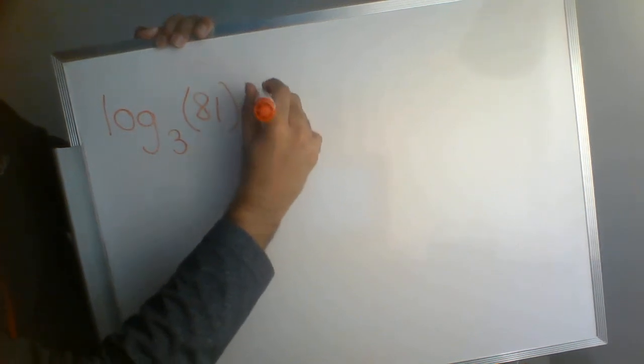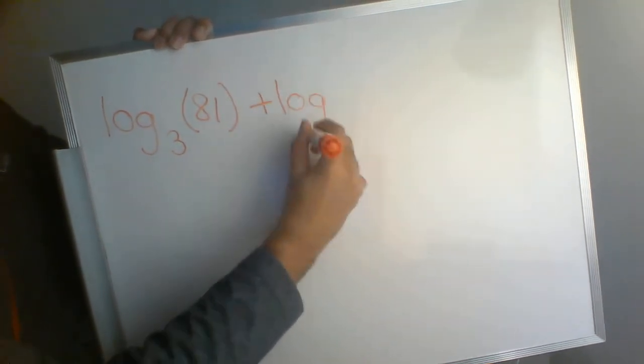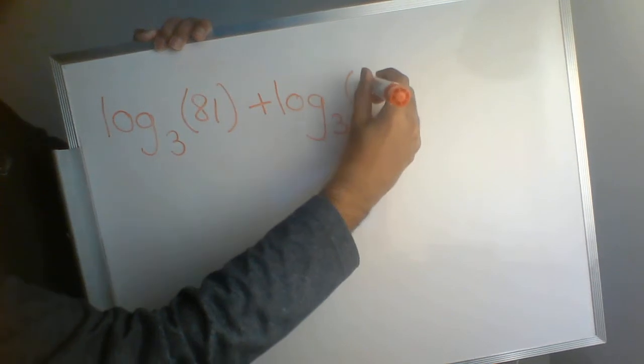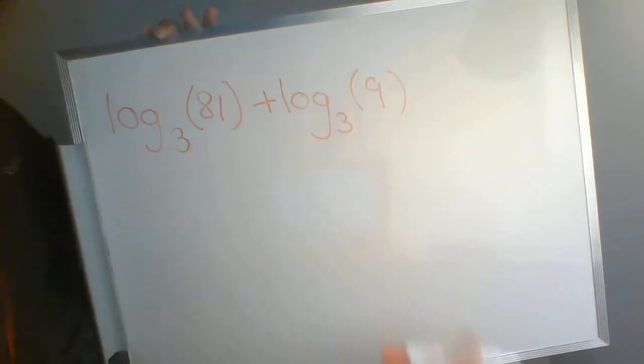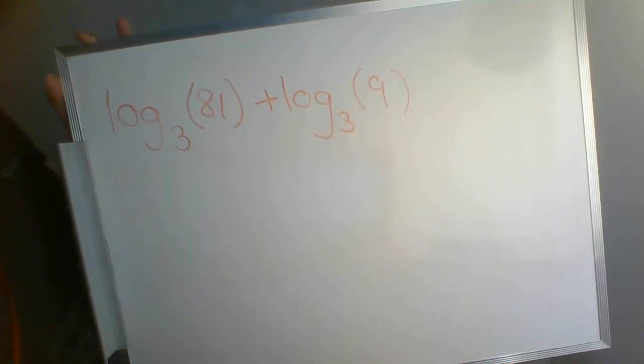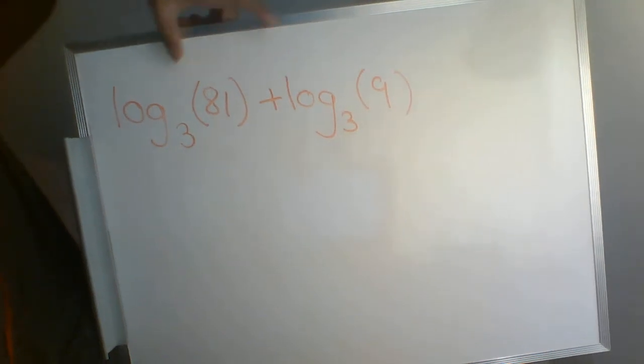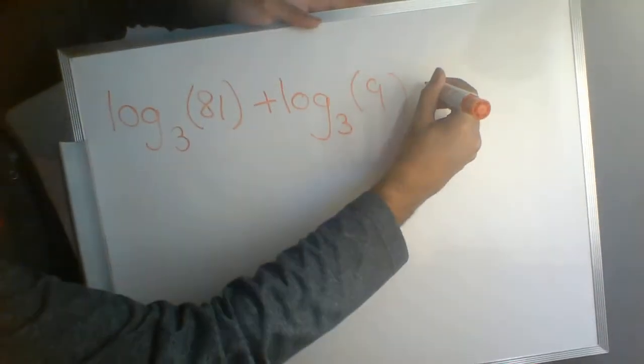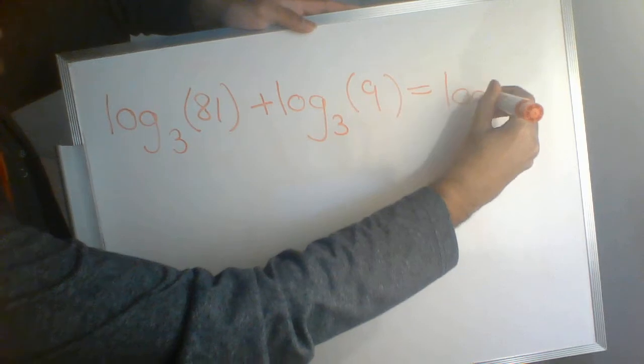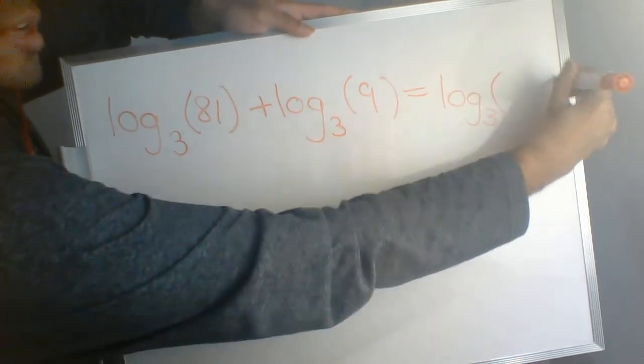plus log base 3 of 9. So this time I'm using the logarithm rule in the opposite direction. I've started with 2 logarithms and we want to turn this into one logarithm. Log base 3 of something.